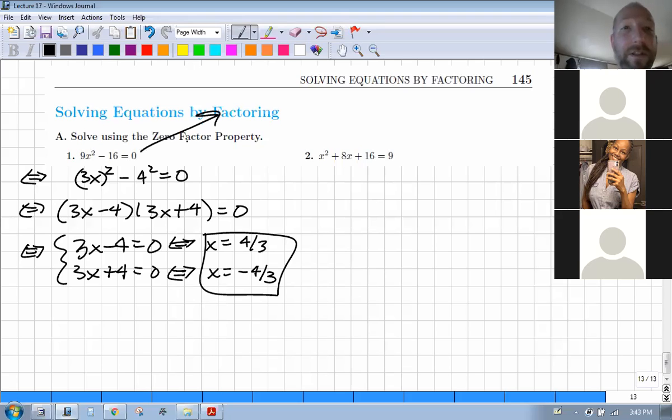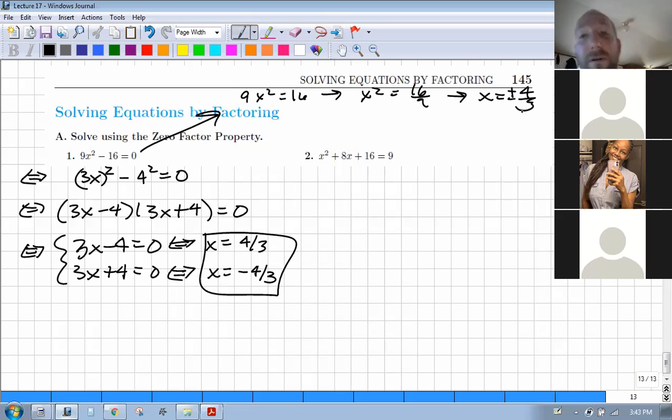Of course, we could have just done the root method, right? x² equals 16/9. Square rooting both sides, we get plus or minus 4/3. Right, but they specifically asked us to do the 0 factor property. So we factor it, set each factor equal to 0.